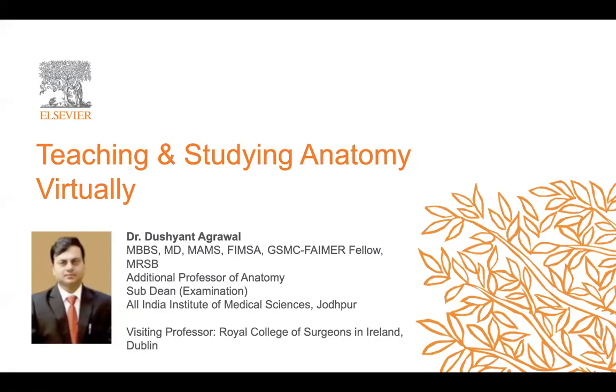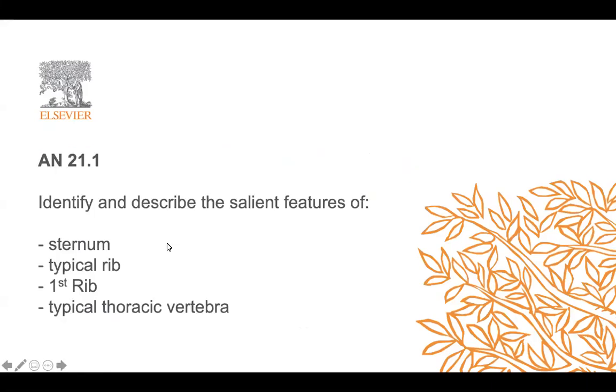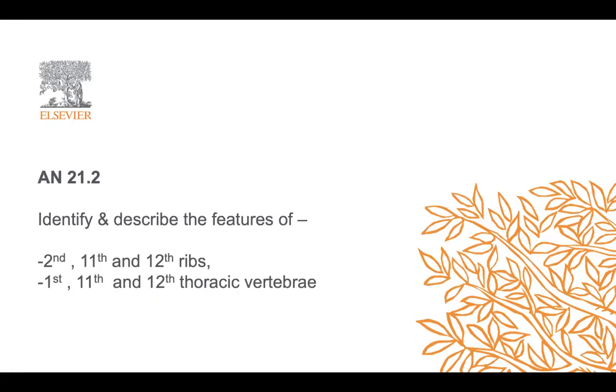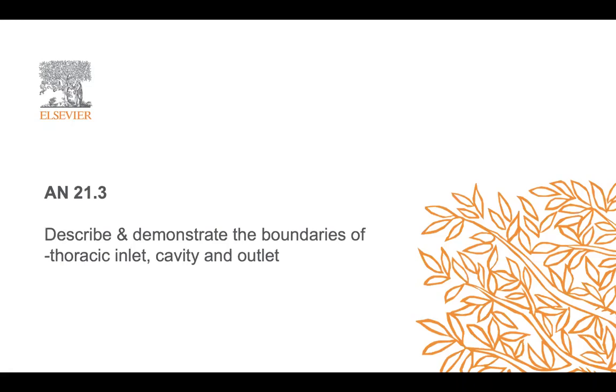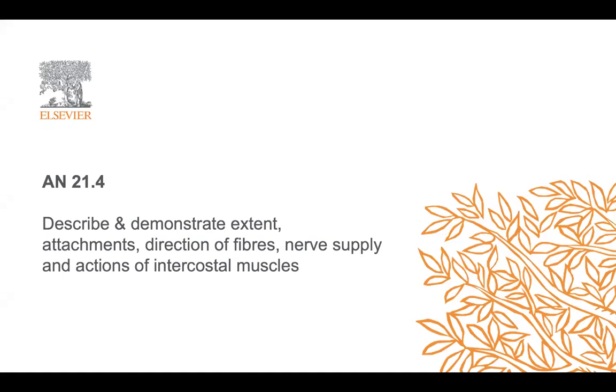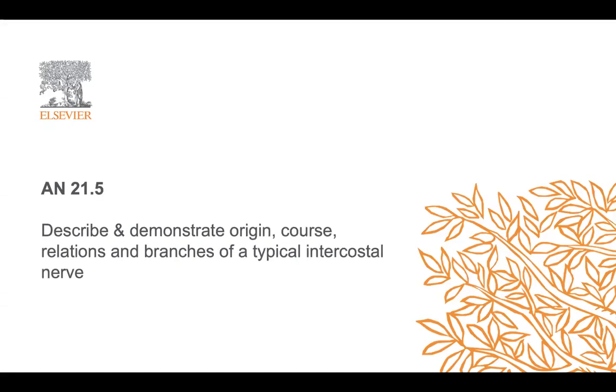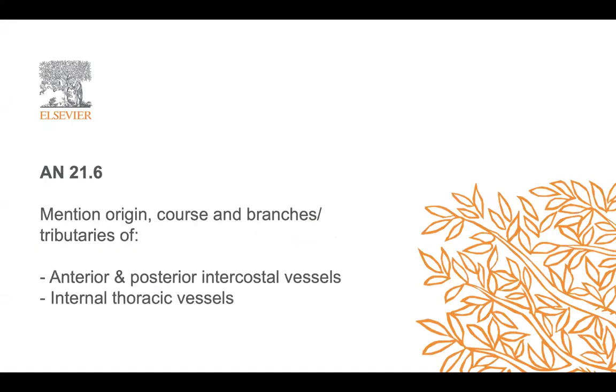So, taking one example today, I have planned the session with some competencies related to the thorax. I will go through one competency, number 21.1, related to osteology, in which we will cover the sternum, rib, first rib, and typical thoracic vertebra. The second covers atypical ribs and thoracic vertebra. The third will discuss the boundaries of the thoracic inlet, cavity and outlet. Finally, we will go through the intercostal muscles, their attachments, directions, along with their nerves and vessels. So we will start now, one by one.